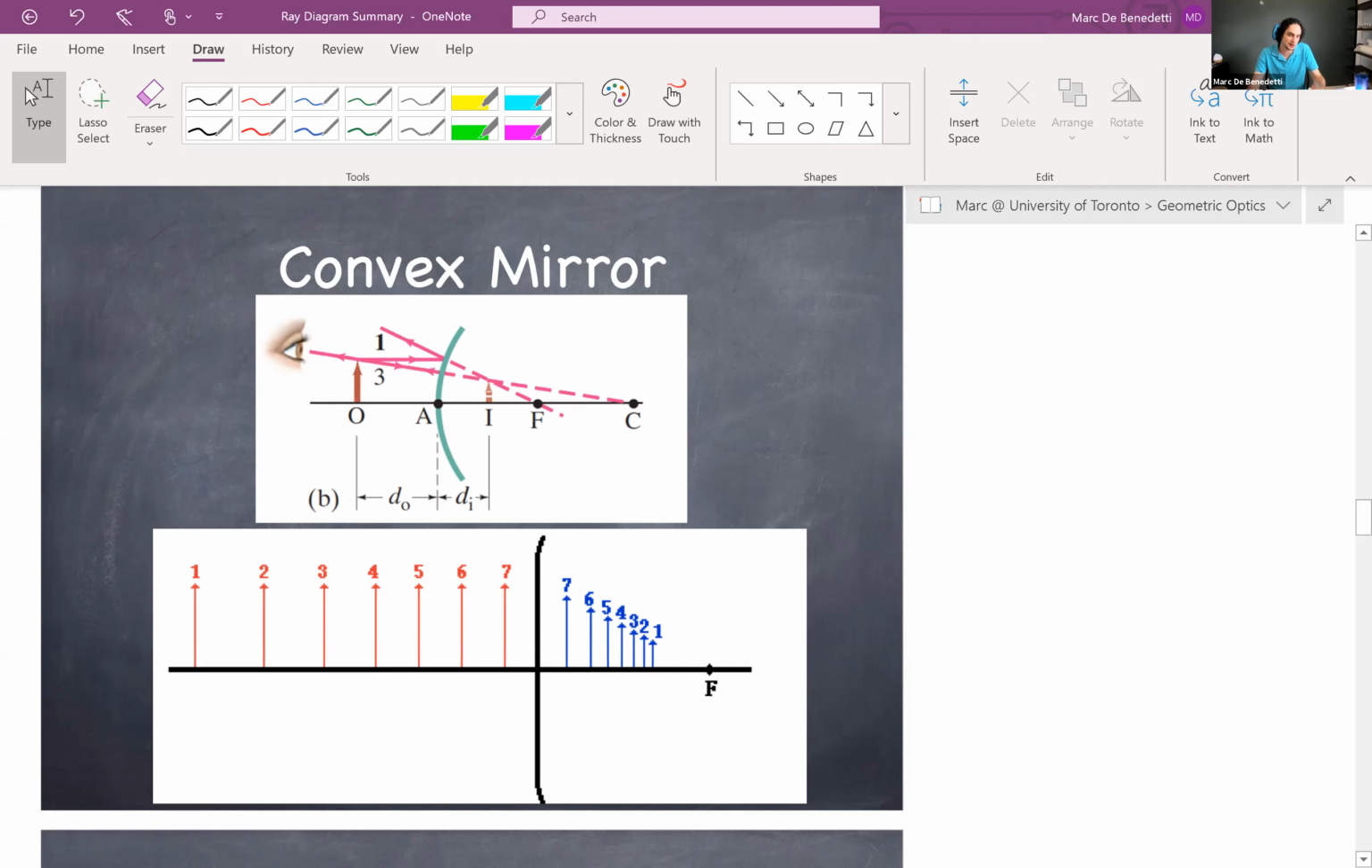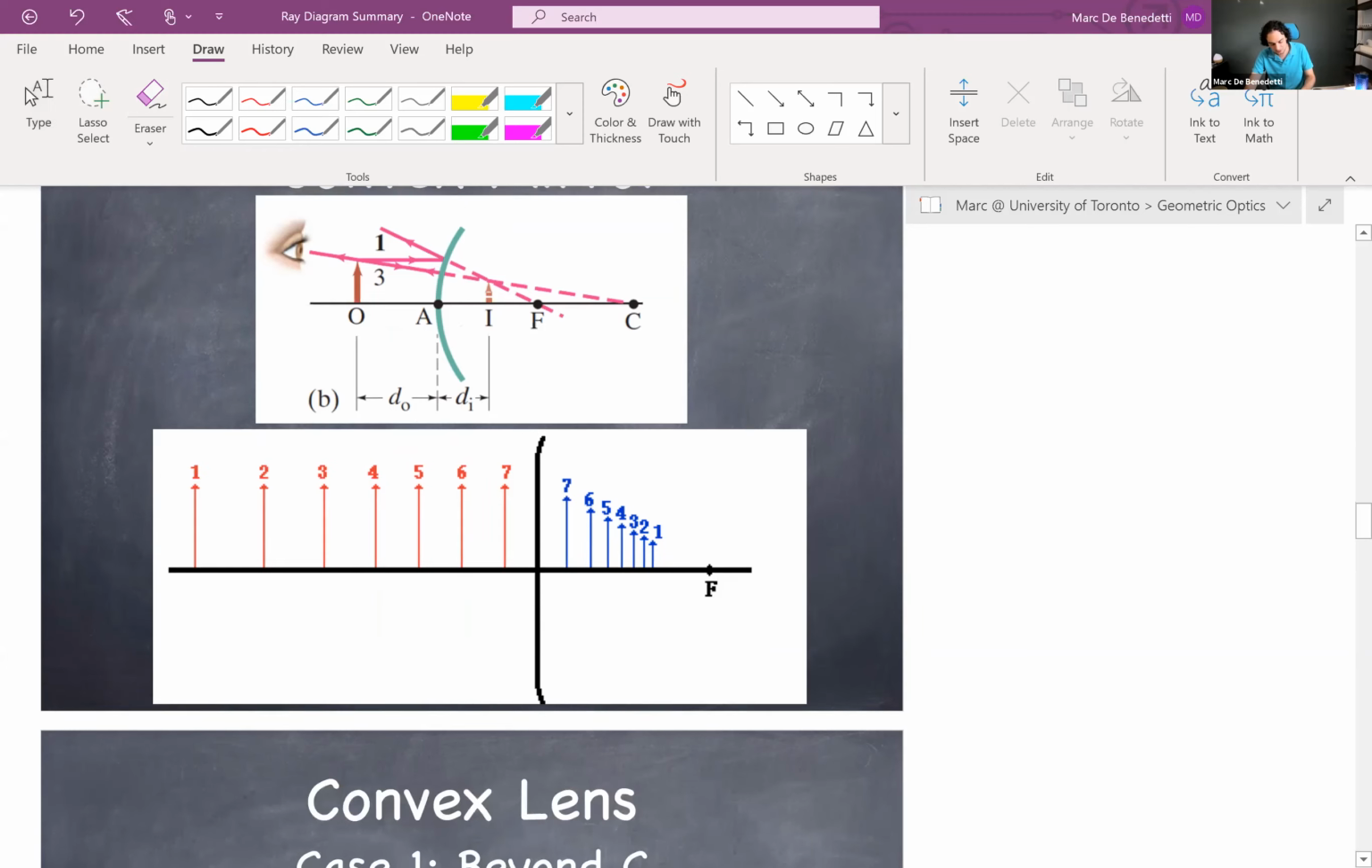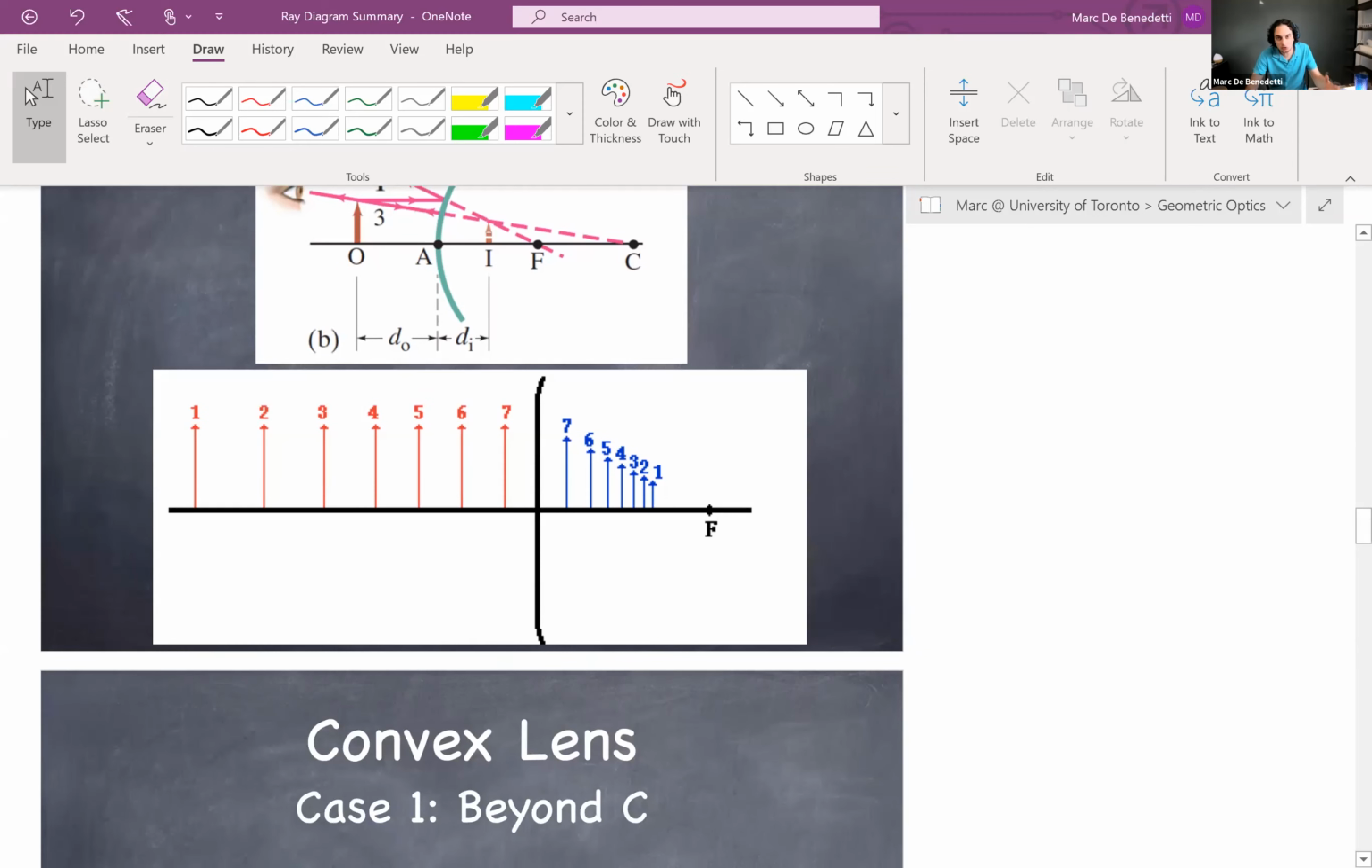So we can summarize all of the different cases on the same slide. It doesn't matter where the object is, whether it's at F, or at 2F, or beyond the center of curvature. You're always going to get a virtual image, and it's always going to be erect, and it's always going to be smaller. So even if you're really close, you're still going to get a virtual image, erect and smaller. And even if you're really far, it's going to be a virtual image, erect and smaller. So there you go.